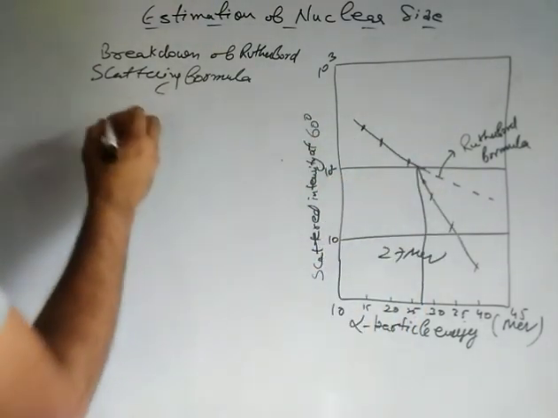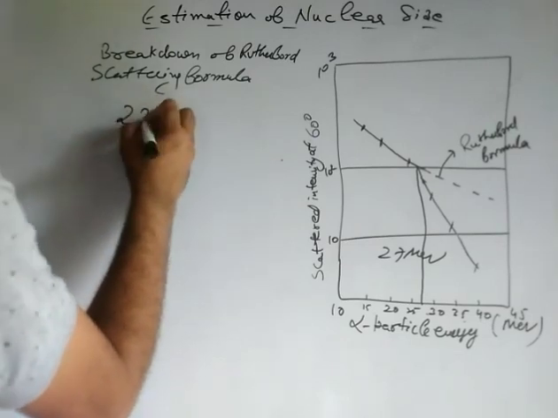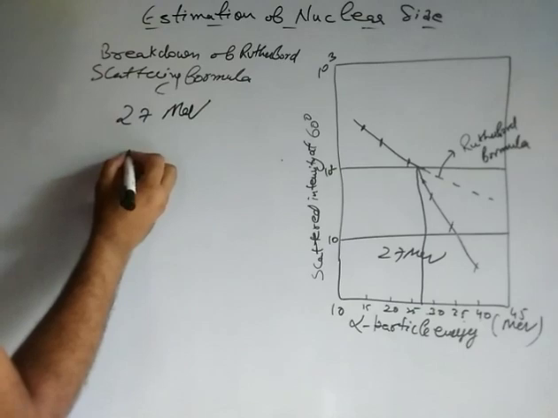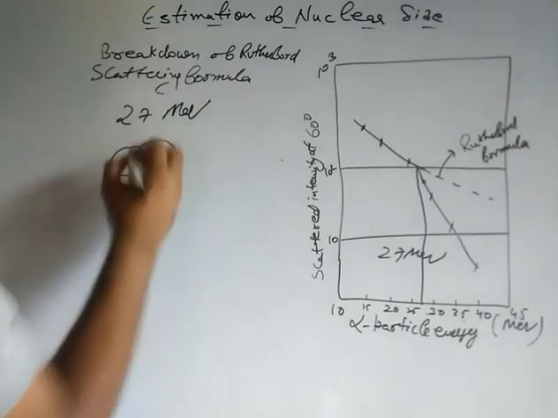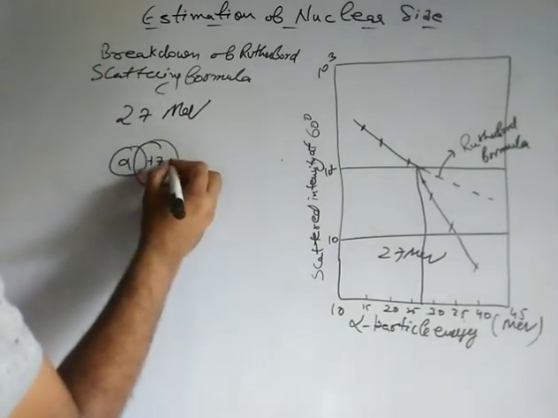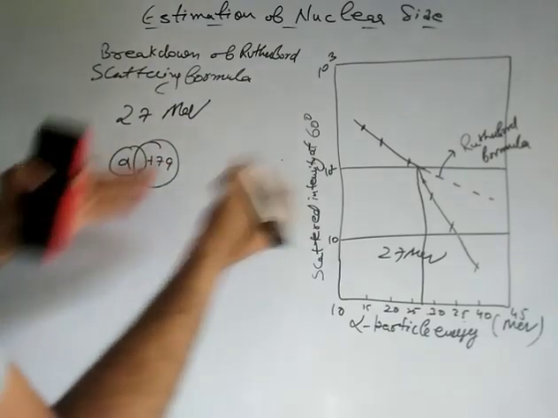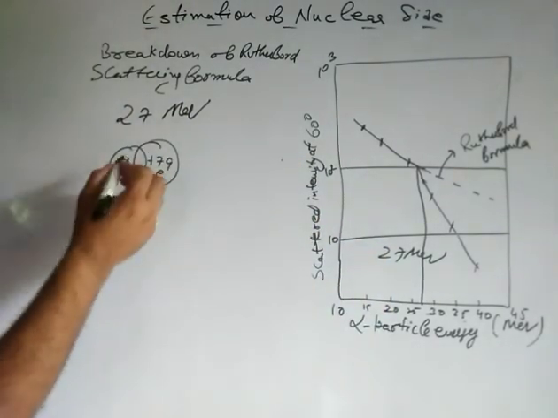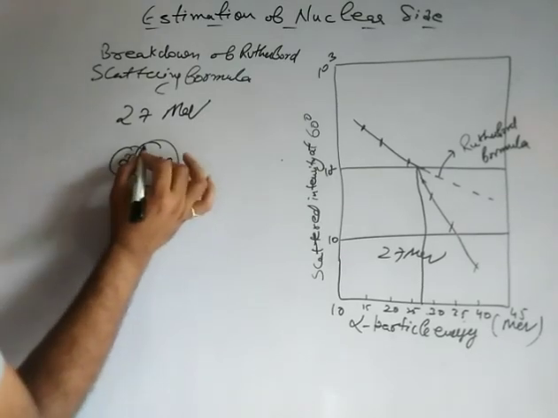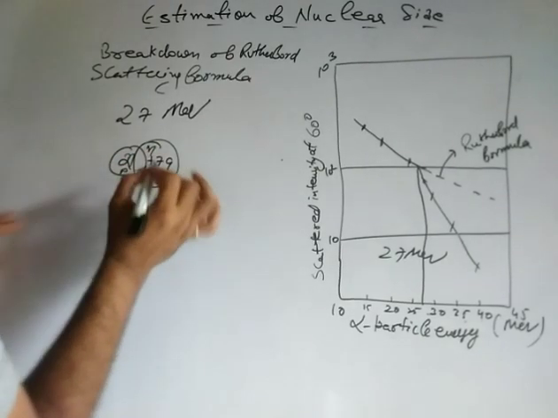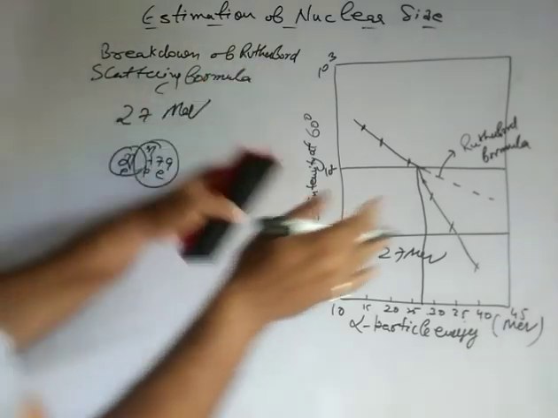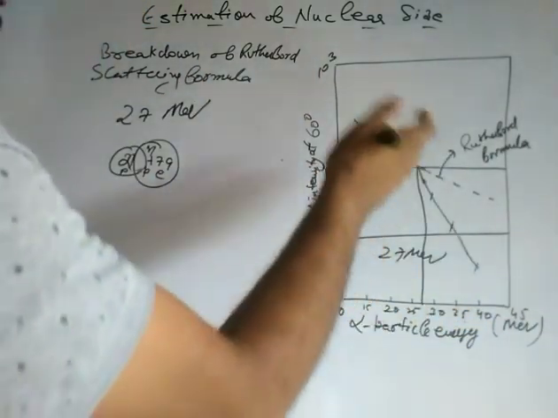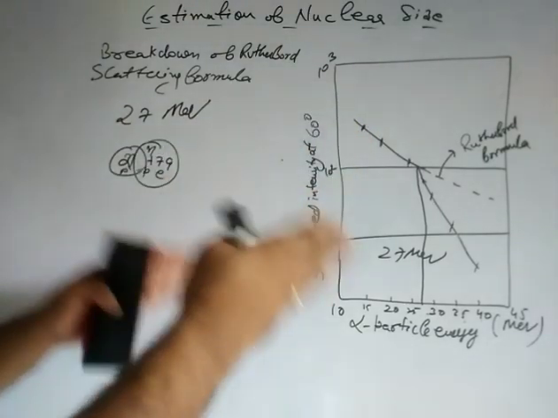So when the energy of the alpha particle is above 27 mega electron volts, the alpha particle may penetrate into the gold nucleus or the nucleus of any other metal foil. In this case, the neutrons and protons of this alpha particle will interact with the neutrons and protons of this gold nucleus, and the interaction will not be only Coulombic. It will also have some nuclear interaction part. So your Rutherford scattering formula will no longer hold.